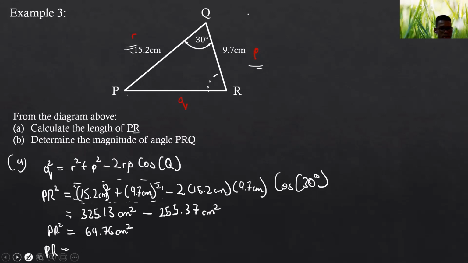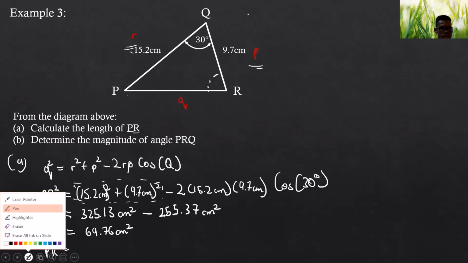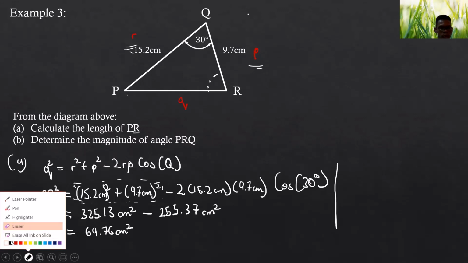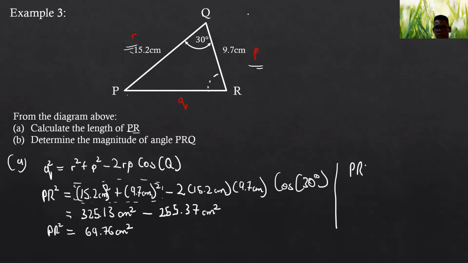This is getting a bit too close to the bottom, so I might have to carry this over here. What I was saying is PR squared is equal to 69.76 centimeters squared. We want to find PR, not PR squared, so let's carry over the square. It becomes a square root, and the 69.76 centimeters squared is now being square rooted. We just square root this, and we get our solution for PR.